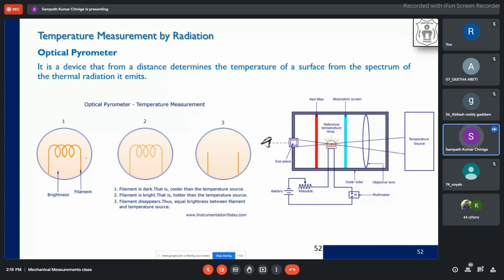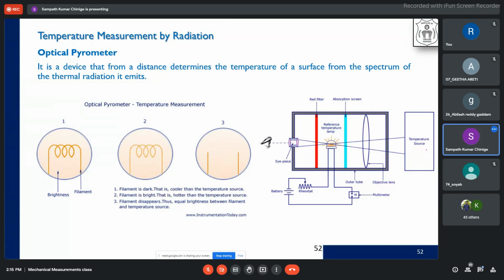So we are showing three things over here. The first condition is that the filament is dark. The filament is shown in a dark color, that is, cooler than the temperature source. The source is at a very high temperature, and the filament is shown very clearly, very dark in color. That means the temperature of the filament is much lower than the temperature source.